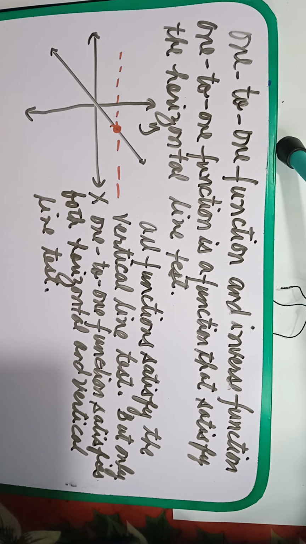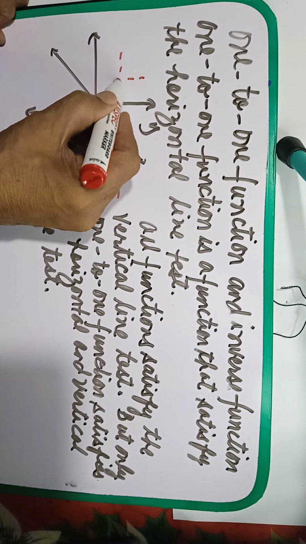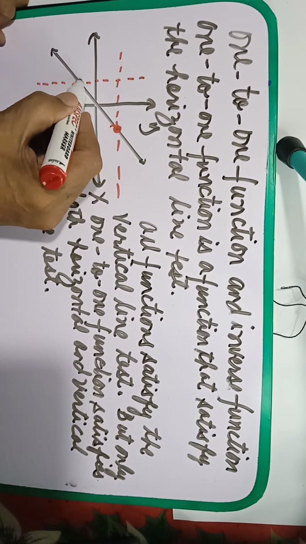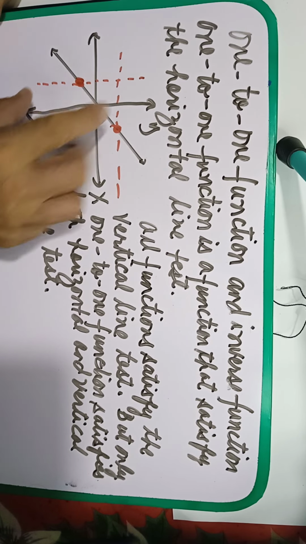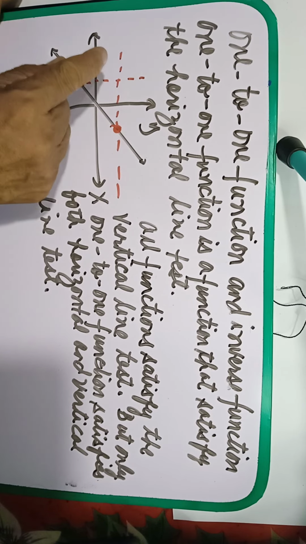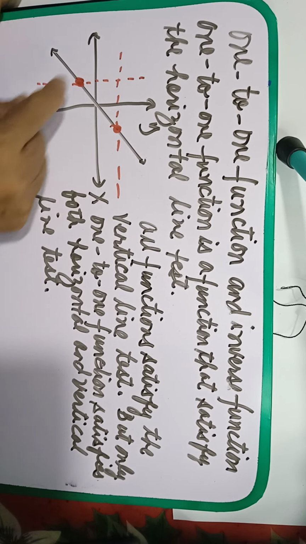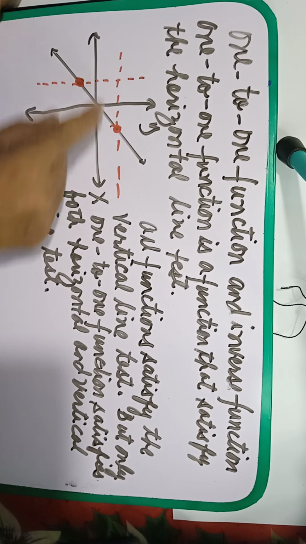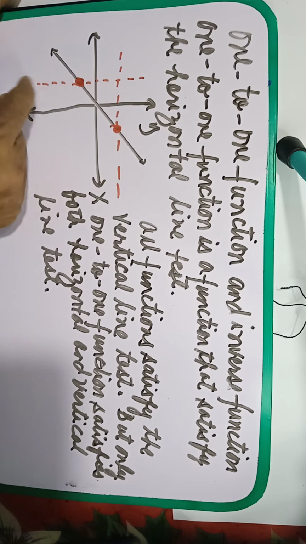Let's go back to the graph I have presented to you. So if we are also going to draw a vertical line on the graph, crossing the graph, it intersects the graph at only one point. This graph satisfies both the horizontal and vertical line test, because the horizontal line intersects the graph at only one point here, and the vertical line intersects the graph at only one point here. So this is one-to-one function.